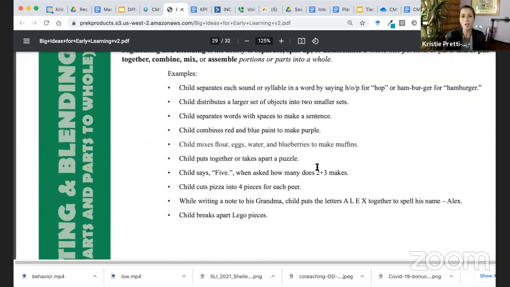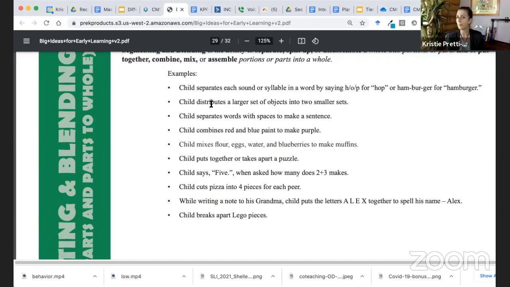So here's that definition of segmenting and blending. And here are all kinds of ways that learners can show me. Remember, our definition of differentiation is, how do you show me? What's the product? How do you show me what you know? Well, some kids may separate sounds or syllables. Some kids may distribute larger sets of objects into smaller sets. Some kids might combine red and blue paint to make purple. Some kids might mix. So those verbs are what Carol Ann would say is how we differentiate by product.